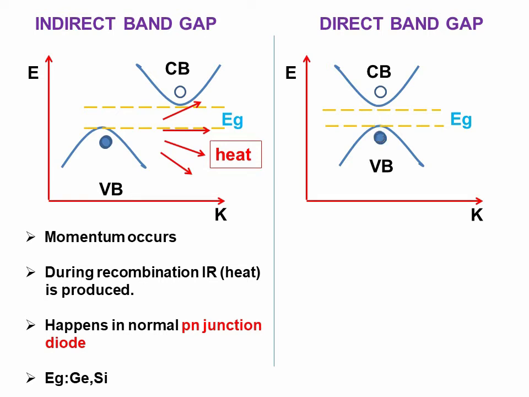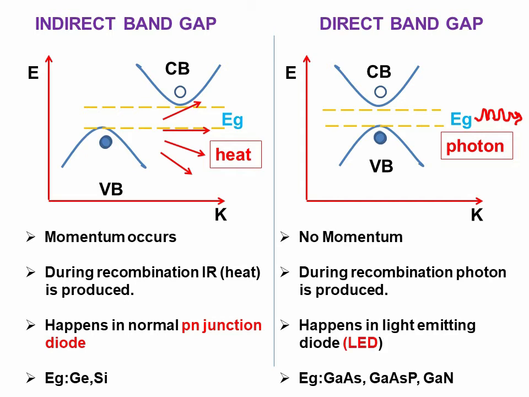When an electron jumps from the higher energy of the conduction band to the lower energy of the valence band, it emits a photon. Here you see both the conduction band and valence band have the same momentum value, so the change in momentum is equal to 0. So, no momentum change. During recombination, a photon is produced. So, it happens only in LED.